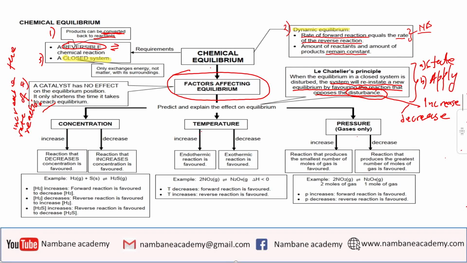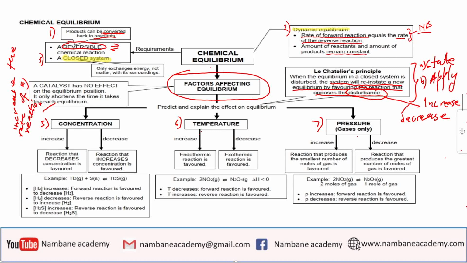So the system will always try to reinstate. Reinstate basically means to try and establish a new equilibrium. So in this instance, be on the lookout to state and also apply. Furthermore, the factors that affect chemical equilibrium are concentration, let me make it 5, temperature 6, and pressure 7.